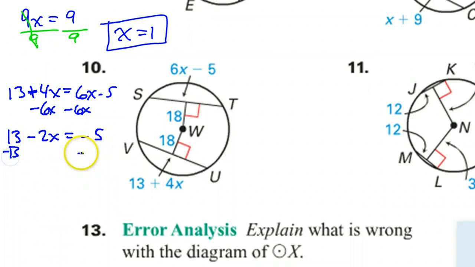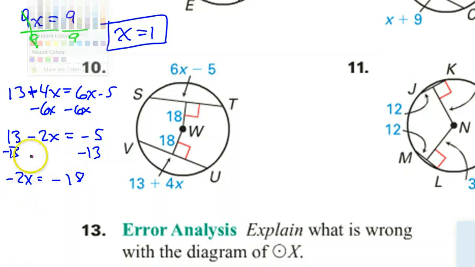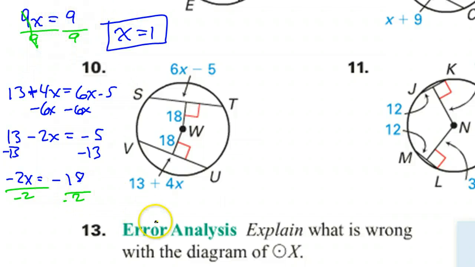Then I will subtract 13 from both sides. So that's negative 2x is equal to negative 18. And then I will finally divide both sides by negative 2. So that gives me x equals 9.